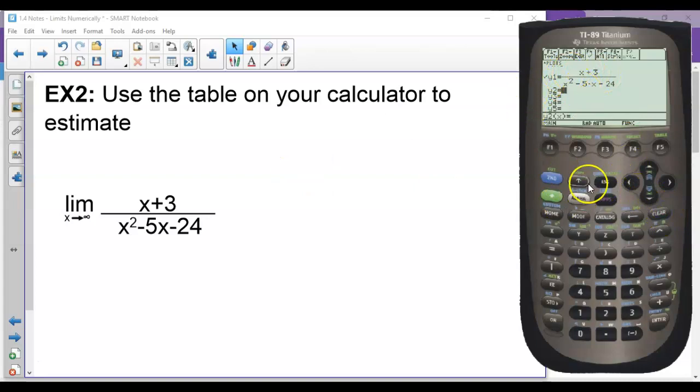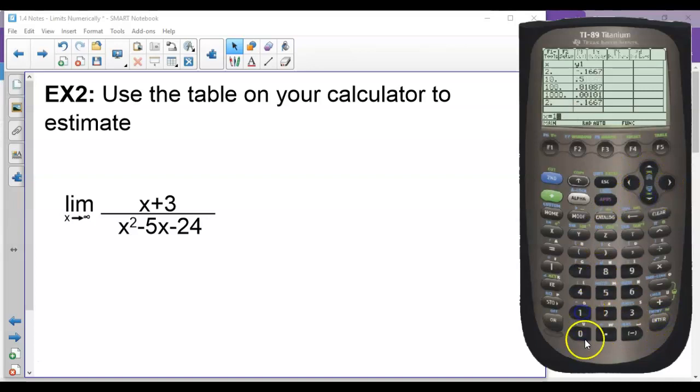So I've got this typed in. I'm going to go to the table. I'm looking as x approaches infinity. So I could start off with 0. And maybe 1. And 2. But it's going to take me a while to see what's happening like this. So let's skip up to 10. And then maybe 100. And then maybe 1,000.